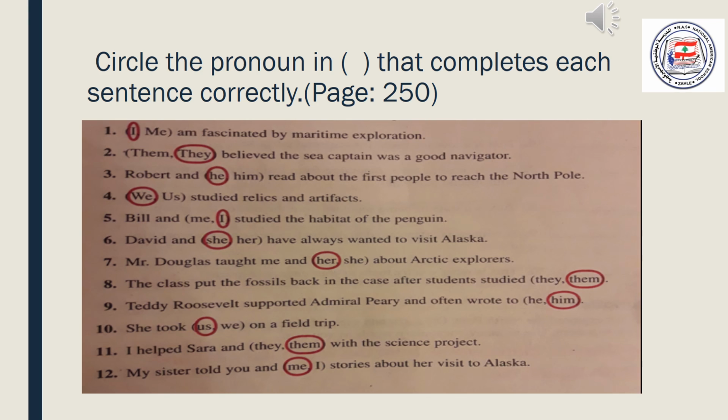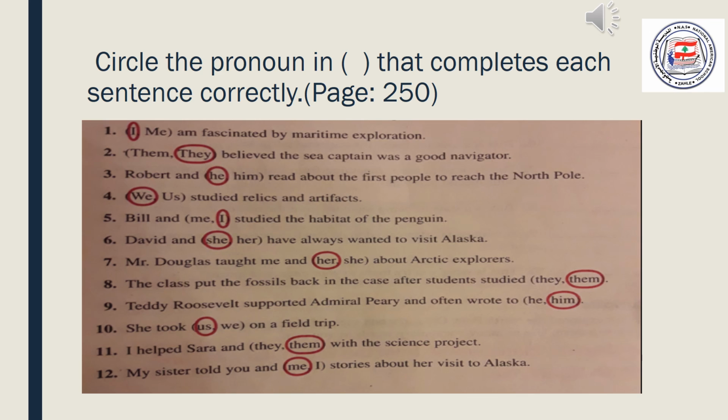8. The class put the fossils back in the case after students studied them. So them is an object pronoun. 9. Teddy Roosevelt supported Admiral Peary and often wrote to him. Him is an object pronoun that came after the verb supported. 10. She took us on a field trip. We cannot say she took we on a field trip because us is an object pronoun that comes after the verb, and here us came after the verb took.